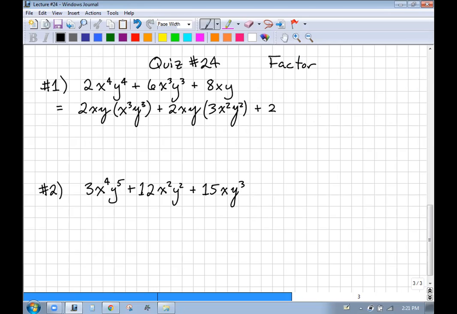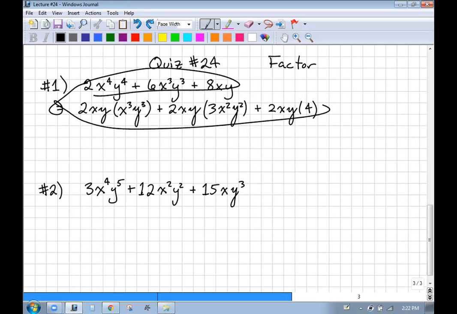And now for the last term, we have this 2xy. All we need is a 4, right? We have the x, we have the y. We just needed that 4 to give us an 8, right? So we have equality here. So this is equal to this.